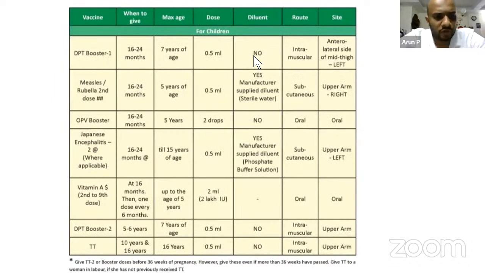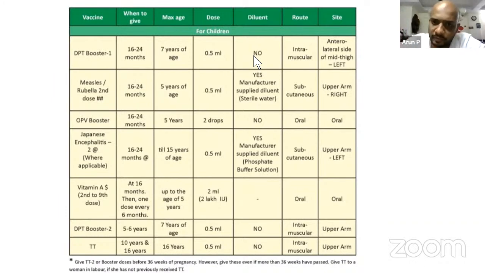Then 16 to 24 months you give all the booster doses. The first booster dose is DPT booster. You know now DPT is given intramuscular 0.5 ml. MR vaccine is given booster dose 0.5 ml. OPV is given booster dose 2 drops orally. JE vaccine again booster dose 0.5 ml. Okay, and then vitamin A up to 5 years.